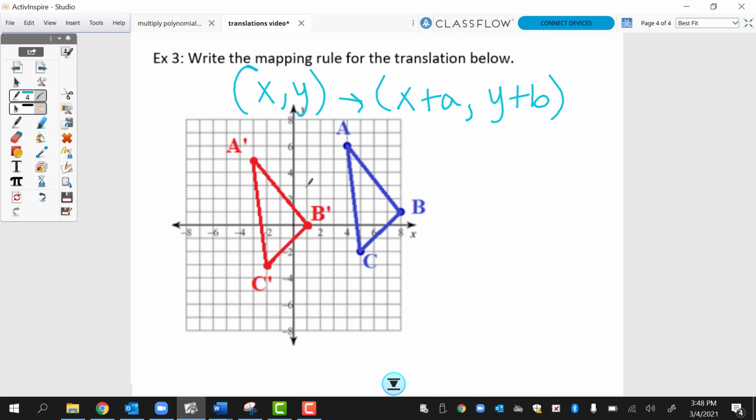So first of all, I'm going to figure out how this moved. How do I know which one was the original picture and which one was the one they drew after the rule? So what am I looking for? I'm looking for the prime. Oh, this has the prime. That means that is the second drawing. And the regular letters, this is the first drawing.